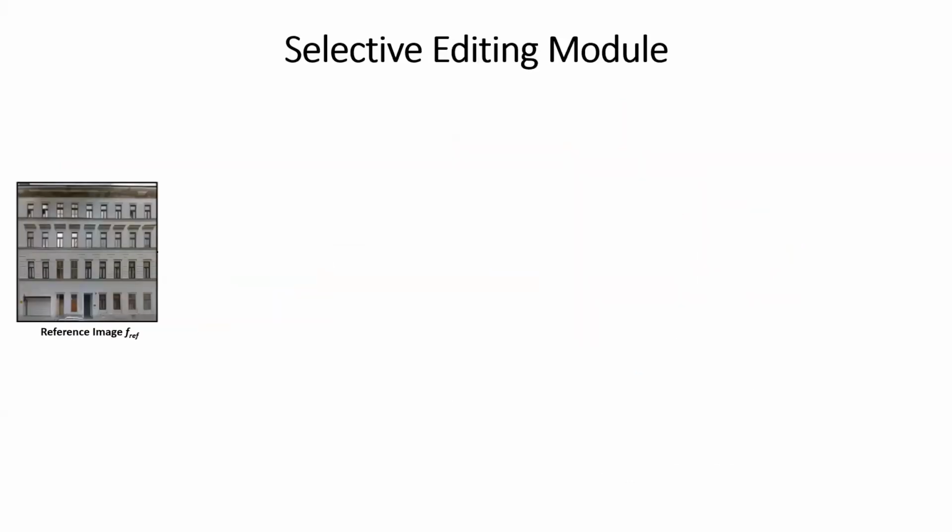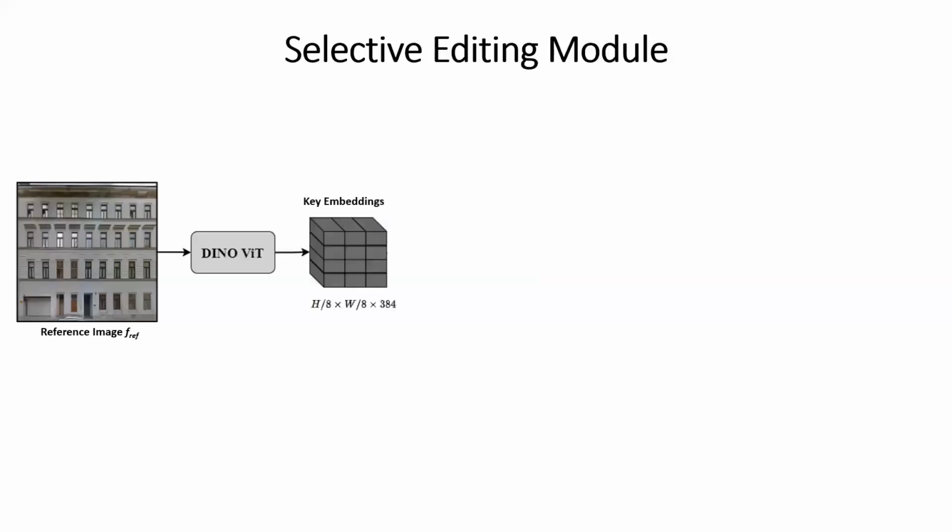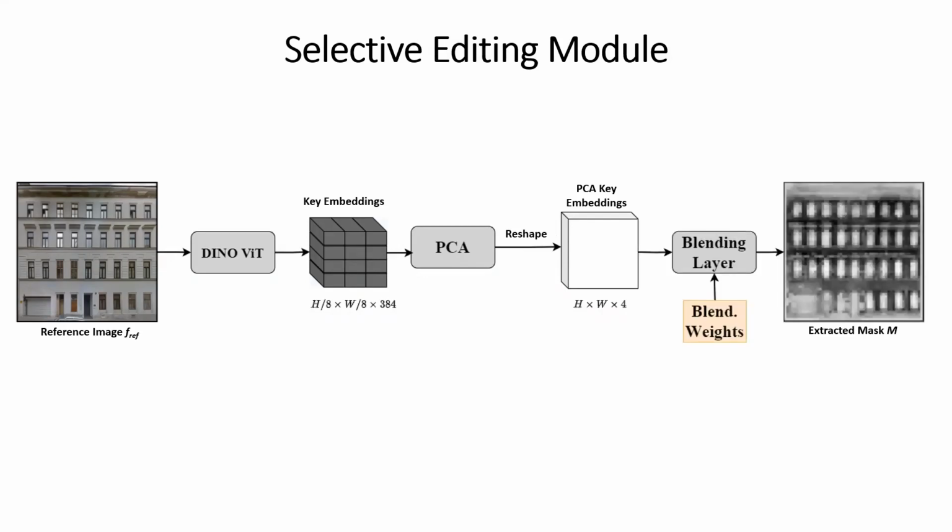More precisely, the selective module takes the reference image as input. Then we pass the facade image through a pre-trained self-supervised vision transformer and extract key representations from the last attention layer. To retain high-frequency information from the underlying data distribution, we apply principal component analysis to this embedding. By selecting the top 4 principal components, we capture the main features. For the creation of the selective editing mask, we employ a learnable blending layer. This layer learns how to combine the principal components to highlight editable areas within the reference image.